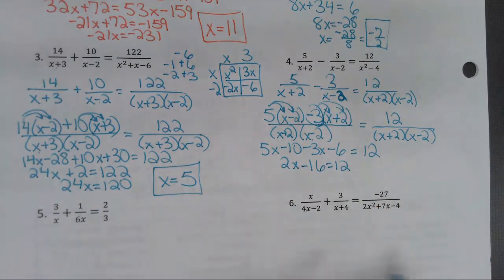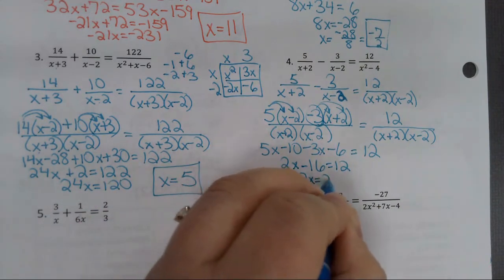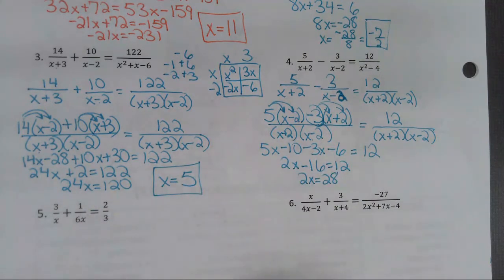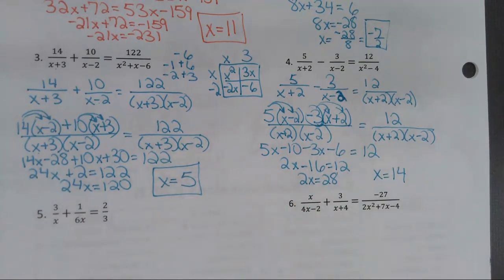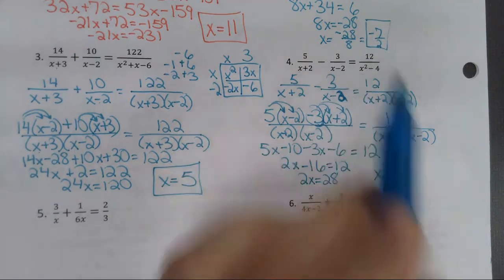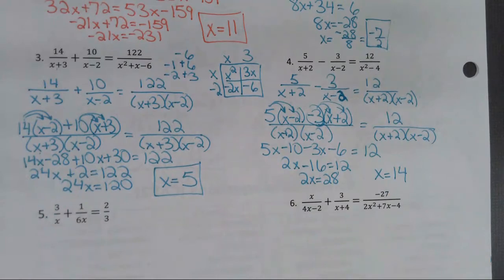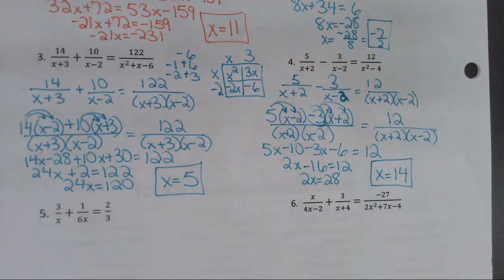We will add our 16 to both sides and divide by 2. Check for your extraneous solutions. So if I took 14 and I plugged it back into the denominators, would anything give me 0? And the answer is no. That's not one of the excluded values. So we will include 14 as a solution.